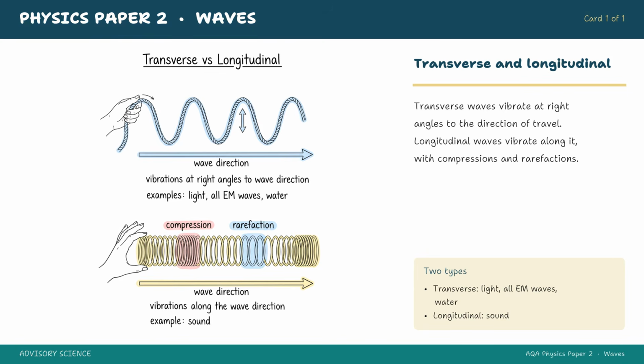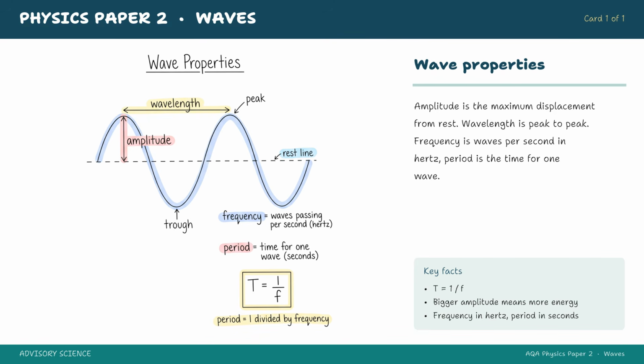Wave properties. Amplitude is the maximum displacement from the rest position. Bigger amplitude means the wave transfers more energy, and AQA like the phrase maximum displacement.